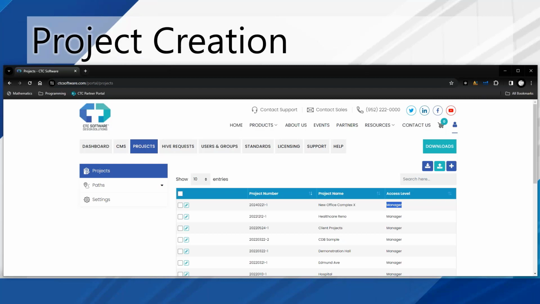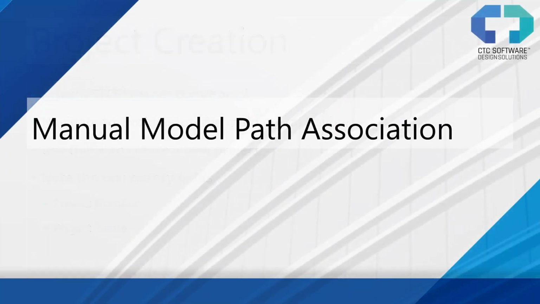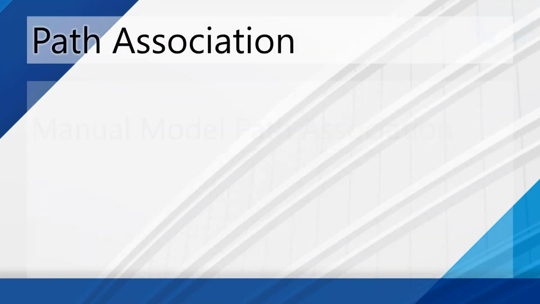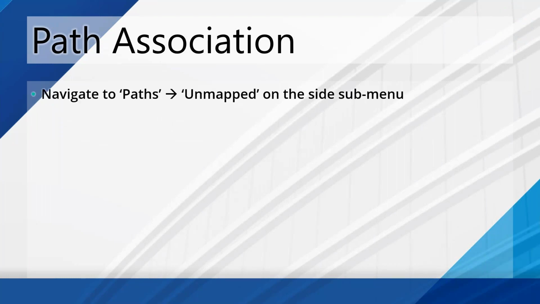Let's jump back to the PowerPoint and talk about the next major step, which is how do we associate project models, their paths, with their associated project. How do we go about doing that? So for this path association, the manual method, and the one that I find honestly to be right now the most efficient, is we're going to navigate in that left submenu. We're going to navigate to paths and to unmapped on that side menu.